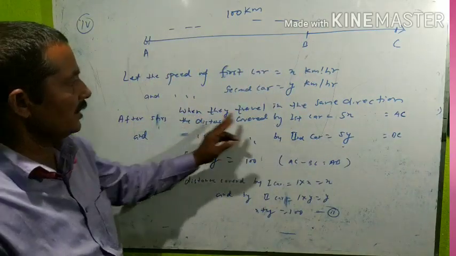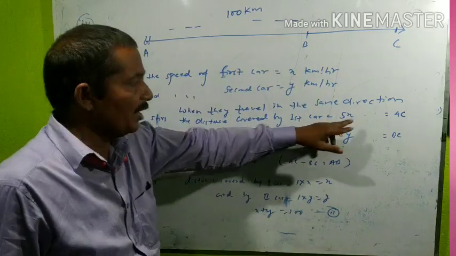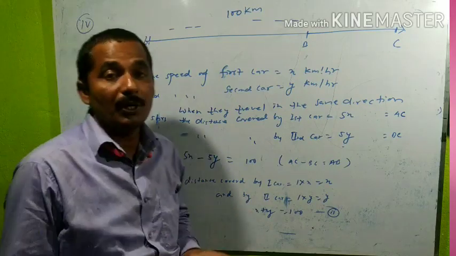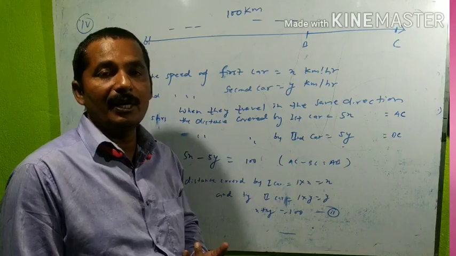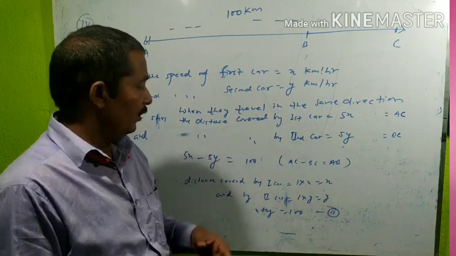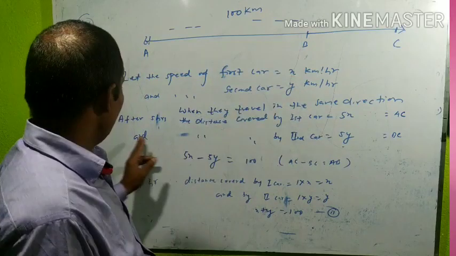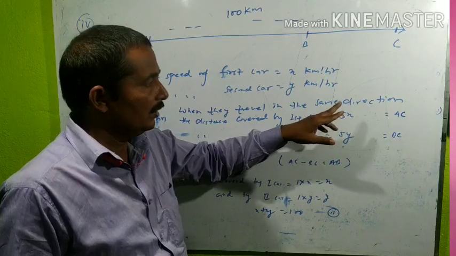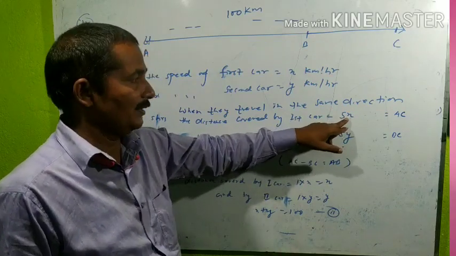AC will be the distance covered by the first car now. And one more thing here, I have written 5x here. Try to understand: distance is equal to what? Distance is equal to time multiplied by speed. So what is the speed of the first car you have supposed? X. Time is what here? After 5 hours. So distance is equal to time into speed, 5 into x is equal to 5x.